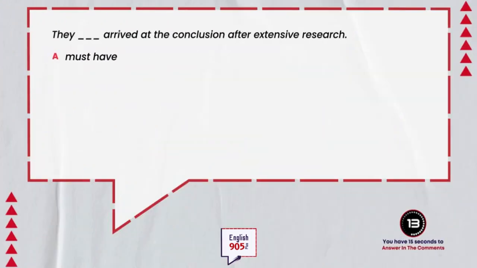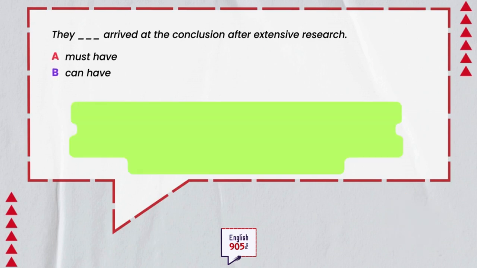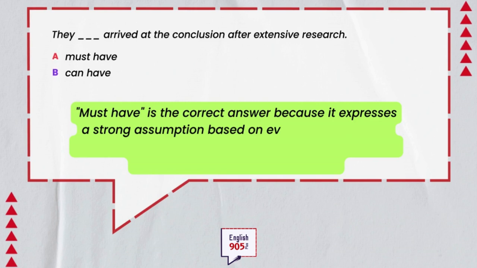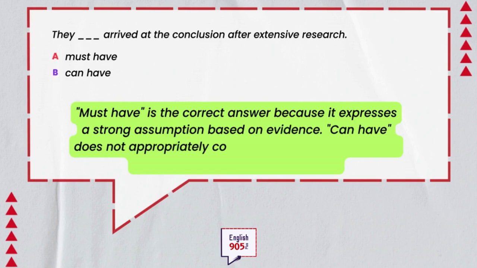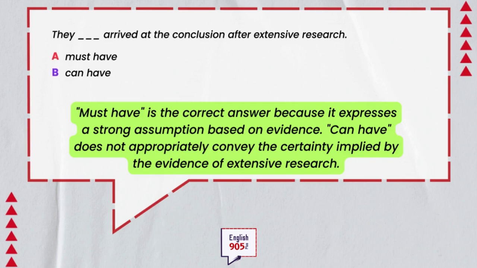A. They must have arrived at the conclusion after extensive research. B. They can have arrived at the conclusion after extensive research. Which one is correct? Answer in the comments below. Must have is the correct answer because it expresses a strong assumption based on evidence. Can have does not appropriately convey the certainty implied by the evidence of extensive research.